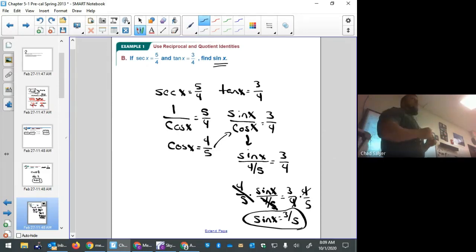So that's an example of a problem where a reference triangle probably would have been more efficient, but we're going to humor Fivehead and do it the way he wants us to do it in chapter 5: the application of those identities.